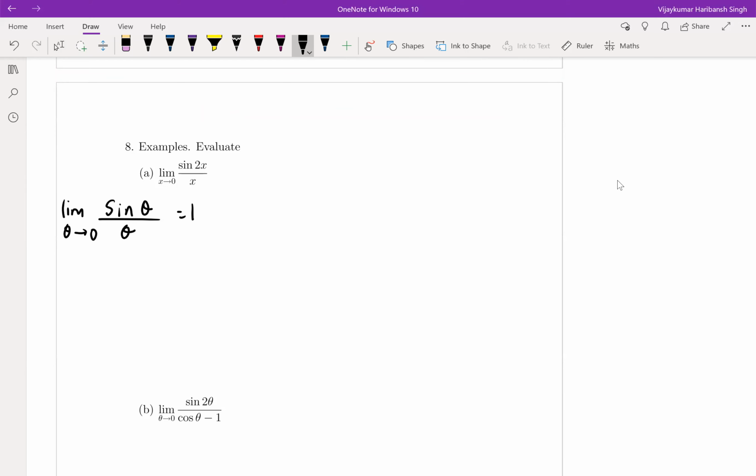So now we can do this problem. Let's try to do this problem then. The limit as theta goes to 0 of sine 2x over x. These angles should be the same. We have only x here, so we'll multiply and divide by 2. So this is going to be 2 times the limit as x goes to 0 of sine 2x over 2x. And since these angles are the same now, this limit is going to be 2 times 1, which is 2.